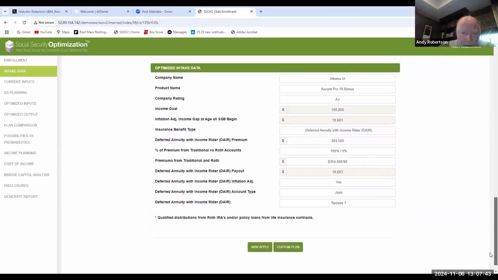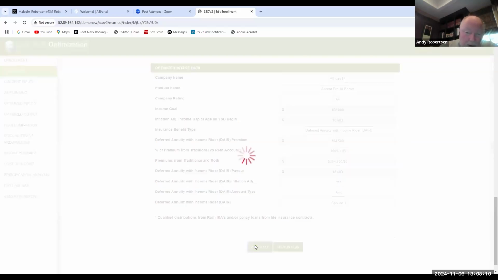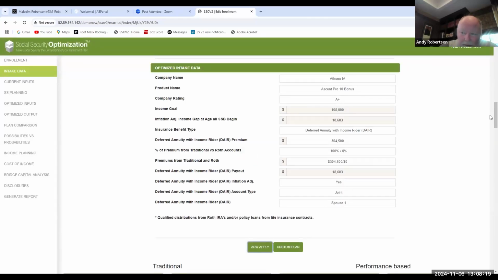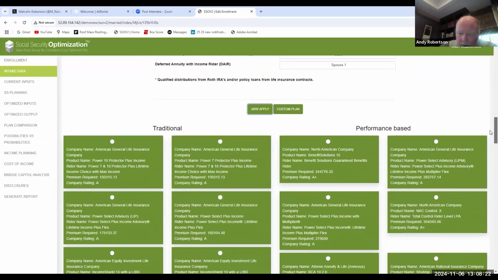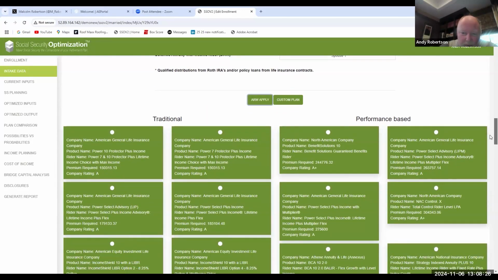And at the bottom here, this will all be essentially filled out for you. So on a $108,000 income goal, we have an $18,603 income gap that we have to fill when the Social Security benefits begin, in this case, age 70. I mentioned earlier in the old software, you'd have to go out and figure out which product you want to use, come back and key in the product, key in the premium. And it can be exhaustive. So we came down here and we just hit this button right here, and it's going to actually pull up for us all the available products, and it's going to categorize them in two ways. Traditional, meaning you're never going to get a pay raise, versus performance-based, okay?